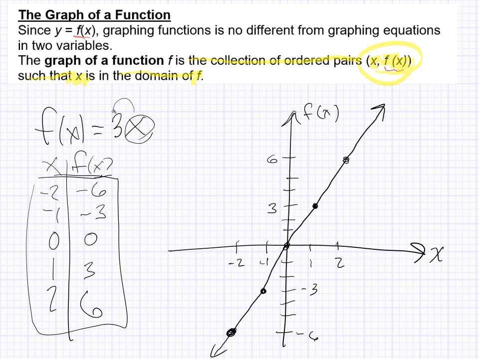Not the best graph, but this should be a line, and that is really no different than if I wanted to graph the equation y equals 3x, which again you have certainly done before. So, you know, that is fairly simple. Now, these function graphs can range from very simple to fairly complex, and we would have to build to that point.